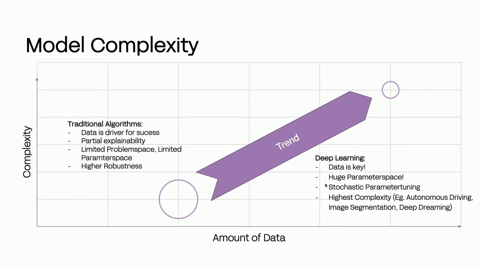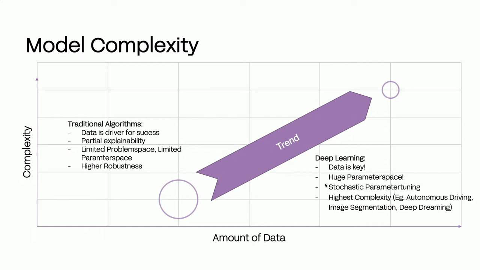I believe that especially if you have less data and you need to explain things, go with a traditional algorithm. It has more robustness. It's better and easier to explain. If we go with deep learning, often data is the key. You need lots of data, and if you think you have lots of data, then you need 100 times more. The parameter space is just huge.